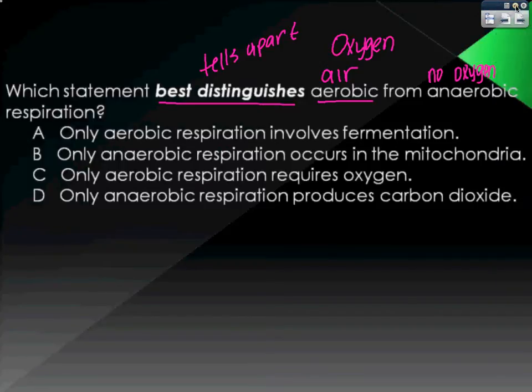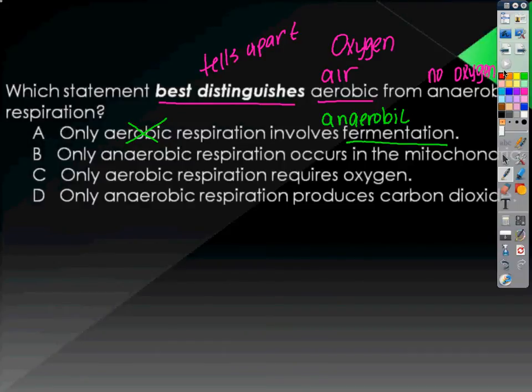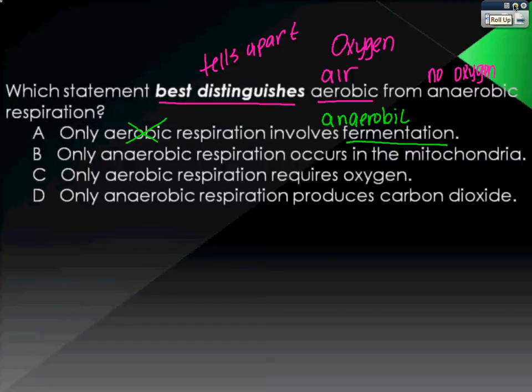So when we get down here to the choices, the answer pretty much immediately jumps out at us, but let's walk through all the choices. It says only anaerobic respiration involves fermentation. Fermentation is not aerobic, it's anaerobic. Only anaerobic respiration occurs in the mitochondria. Oh no, they both occur in the mitochondria. So that means B is also wrong.